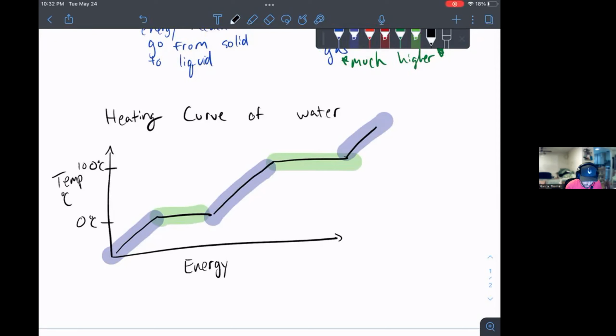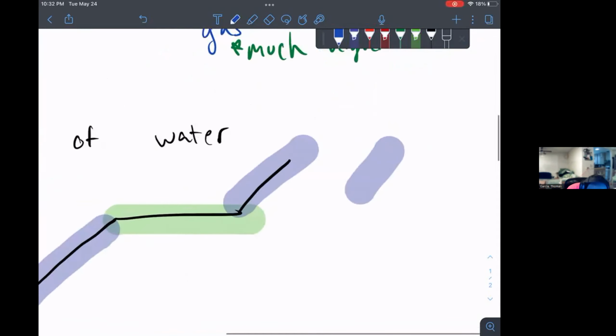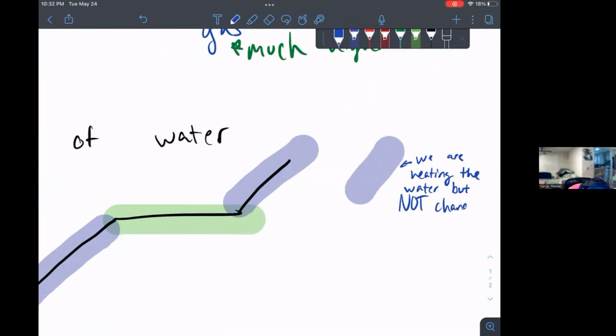So what the heck does this whole curve mean? Well, let's talk about it. In our diagonal sections, usually what we're saying is we are heating the water, but not changing the state of matter.